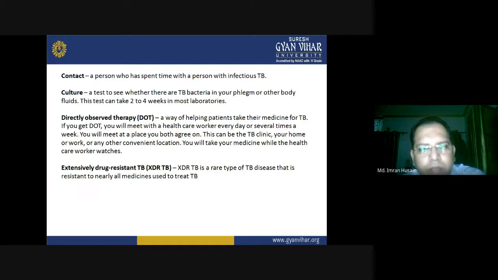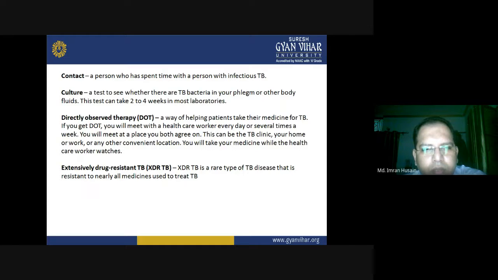Contact: a person who spent time with a person with infectious TB. Culture: a test to see whether there are TB bacteria in your phlegm or other body fluids. This test can take 2 to 4 weeks in most laboratories.